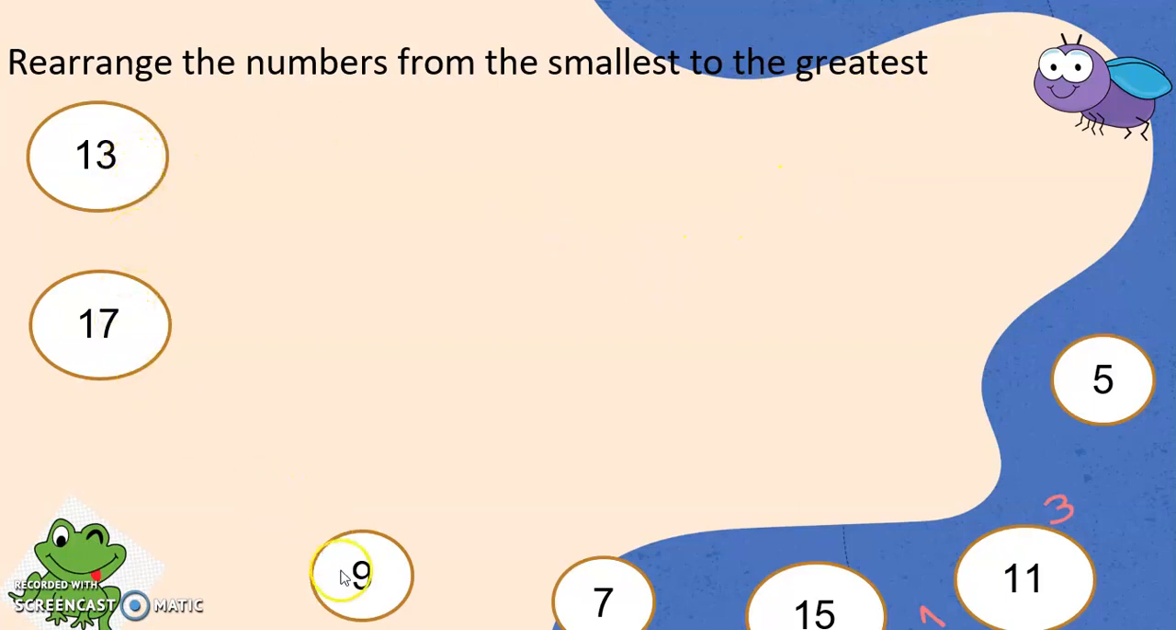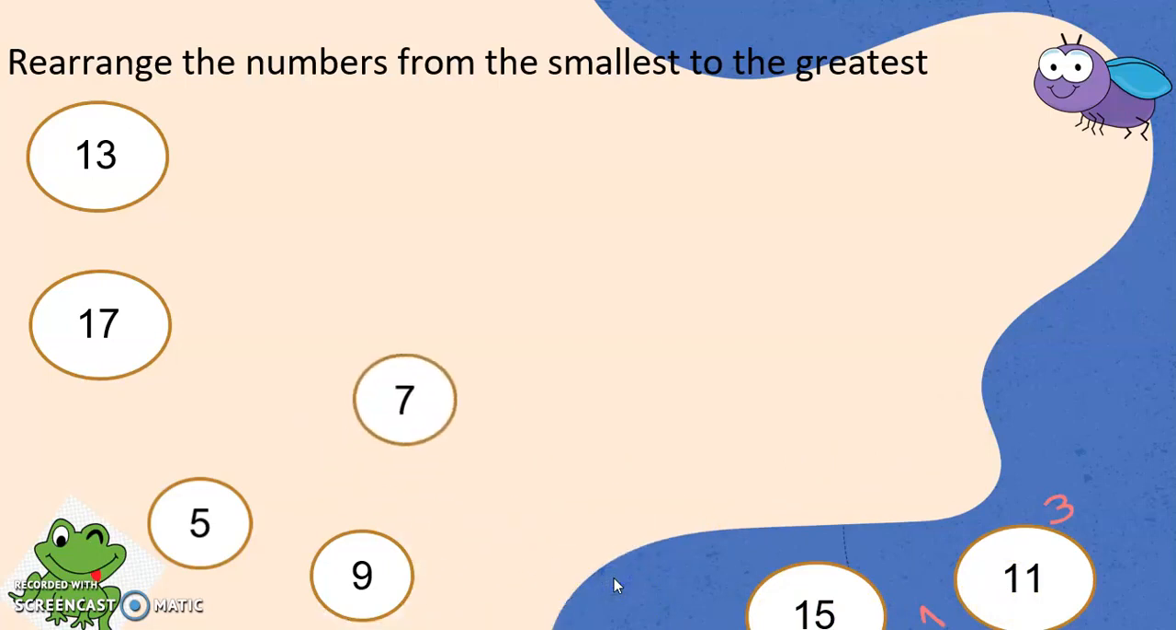Here we have some numbers. 13, 17, 9, 7, 15, 11, and also 5. From all these numbers, which one is the smallest? The smallest, which one? Is it 5? Yeah, you're right. So the frog should start from number 5 as the smallest number. Now, from 13, 17, 9, 7, 15, and 11, which one is the smallest? Yes, it's number 7. You're right.